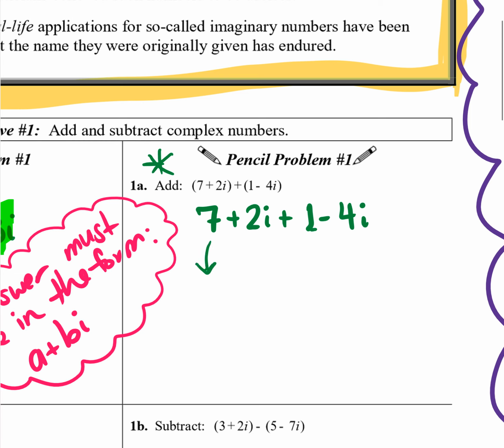And then I'll determine what the like terms are here. The 7 and the 1 look like they're like terms. They'll add up to 8. And then I have 2i and negative 4i. Those add up to negative 2i.